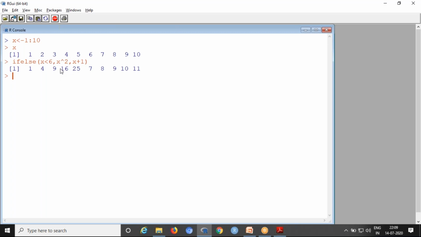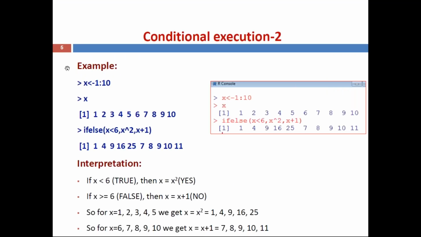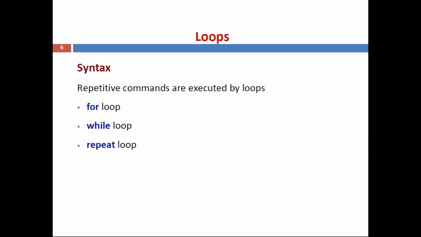Then the remaining values, x equal to 6 to 10. The condition is failed. Then the no part will be executed. That is 6 plus 1, 7 plus 1, 8 plus 1, and so on, 10 plus 1. Finally, this is the output. So this is another way of defining ifelse in the form of vector valued evaluation.